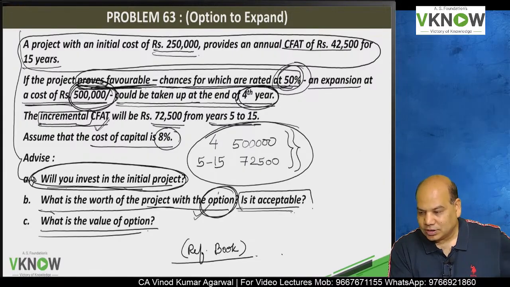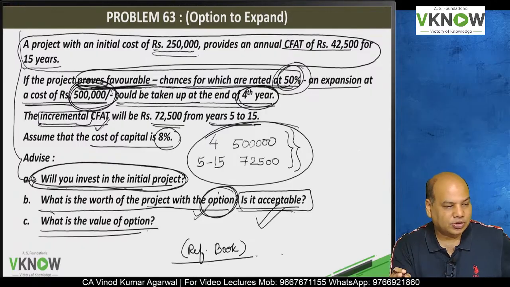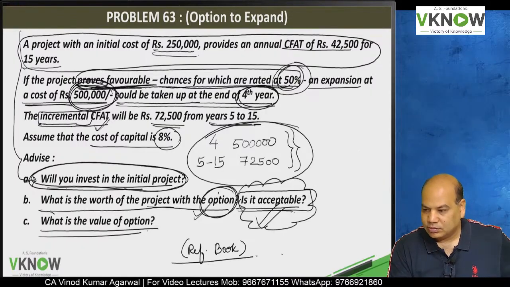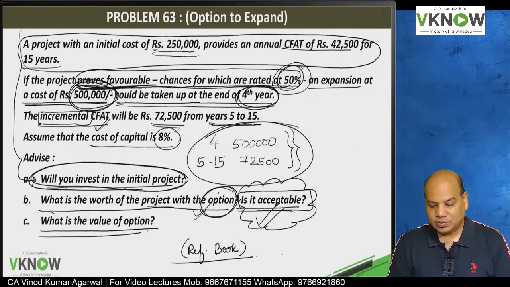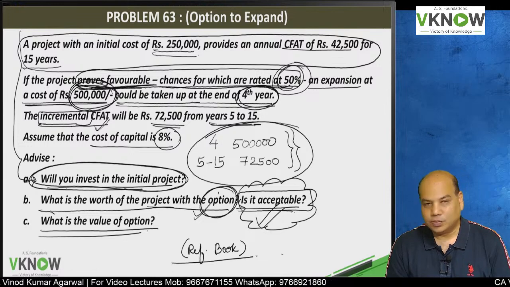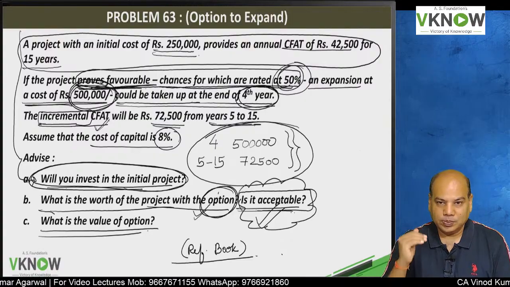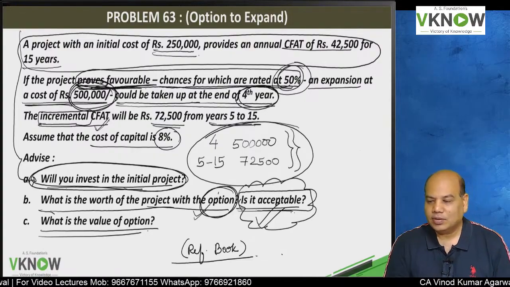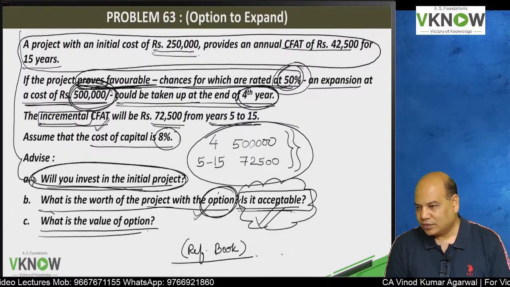The question is, is it acceptable? If my NPV increases with the expansion option, if NPV is more with the expansion option, then it is acceptable. Otherwise, it is not acceptable. And what is the value of the option? Value of the option is the difference between NPV with expansion option minus NPV without expansion option. Is it right?